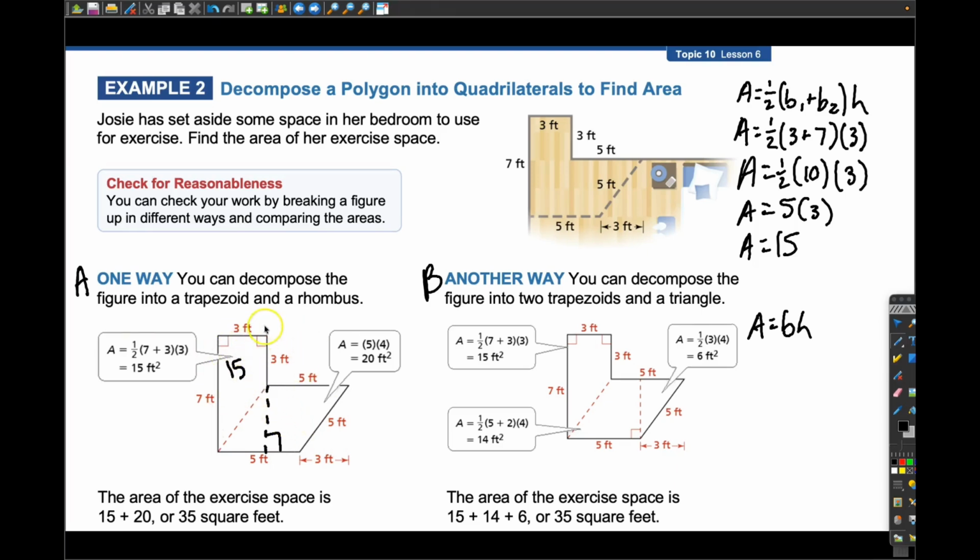So I look around and I see this line would be the same as this line. This line is 7 feet. This little line is 3 feet. So what would 7 minus 3 be? 4. So the height will be 4 while the base is 5. So 5 for the base, 4 for the height. A equals 5 times 4, 20. Okay, so this would be 20. And I do 15 plus 20, and that equals 35. Okay?